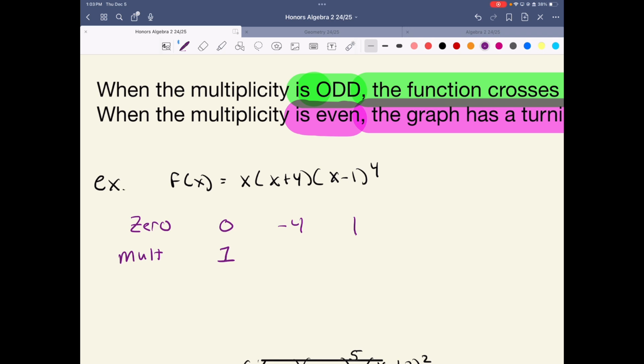-4, how many times does it occur? Once. So it has a multiplicity of 1. How many times does 1 occur? 4. 1 occurs 4 times, so it has a multiplicity of 4.